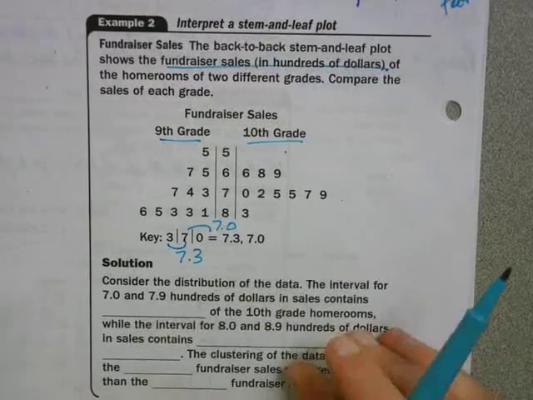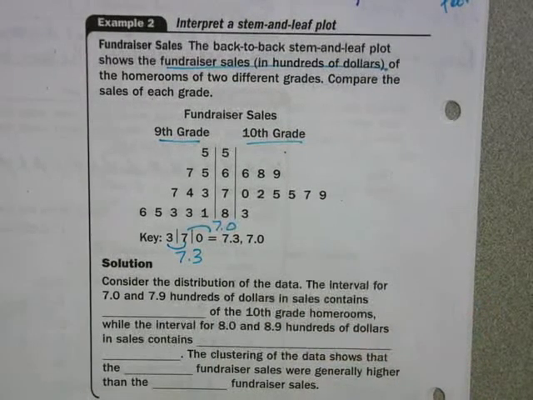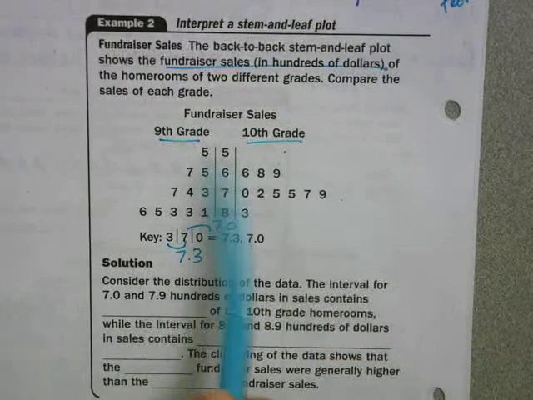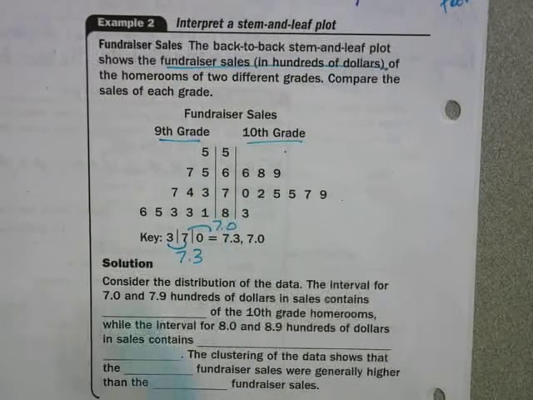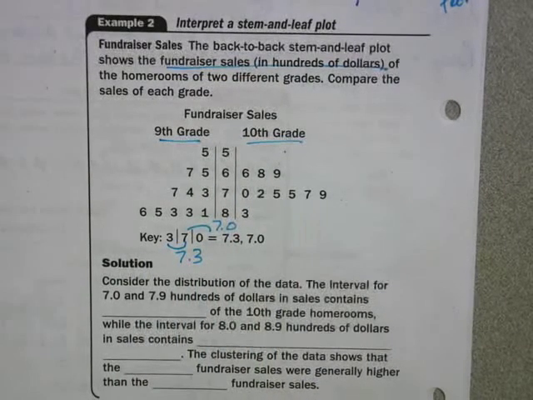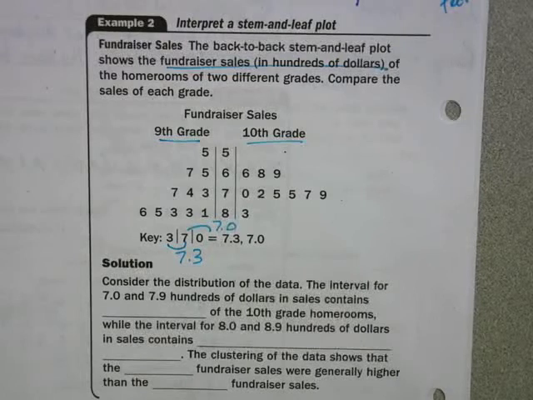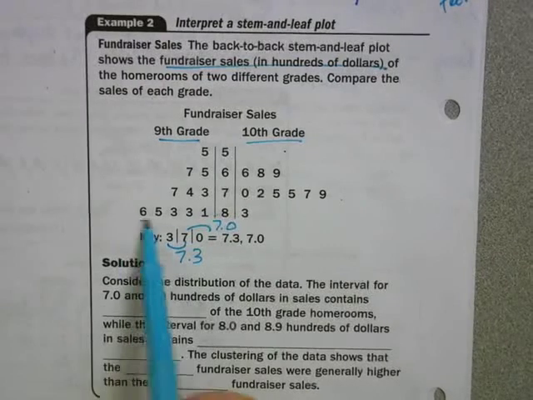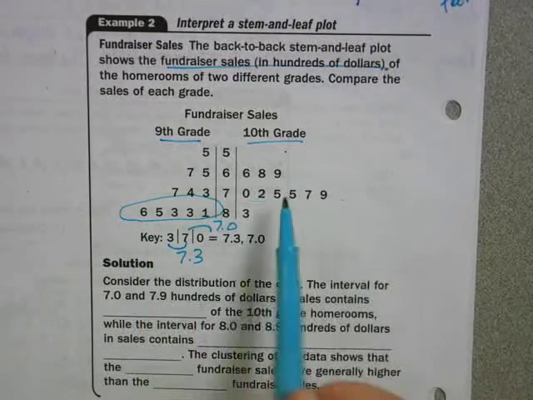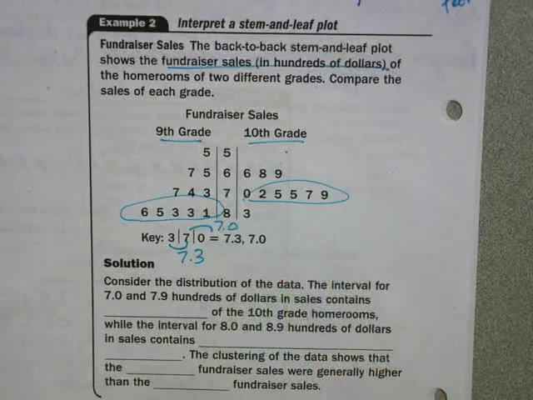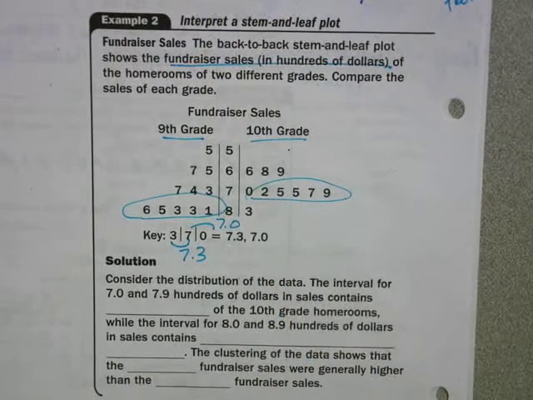All right, so it wants us to basically just look at the data and see what we can tell. So when I'm just glancing at this data here, who sold more, 9th graders or 10th graders? Well, look at how many are right here in the 8s, right? Most of these are in the 7s, so you can just glance at a stem and leaf plot and be able to tell things like that. So 9th grade definitely sold more.